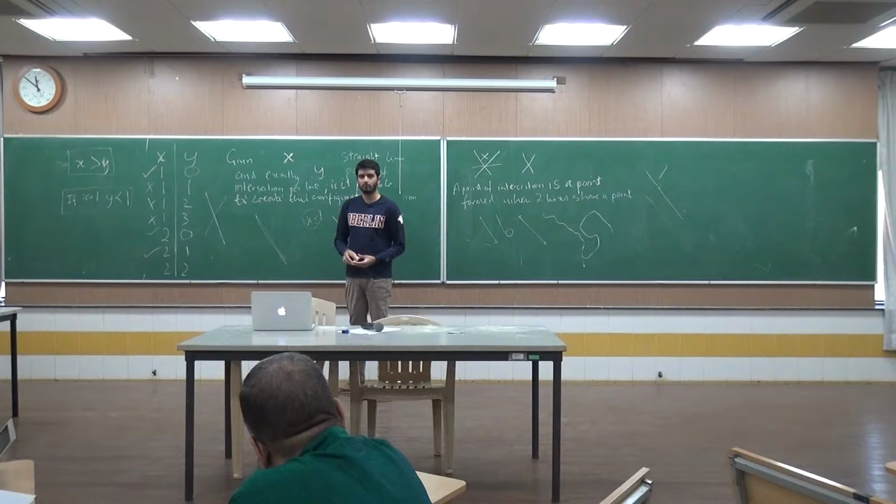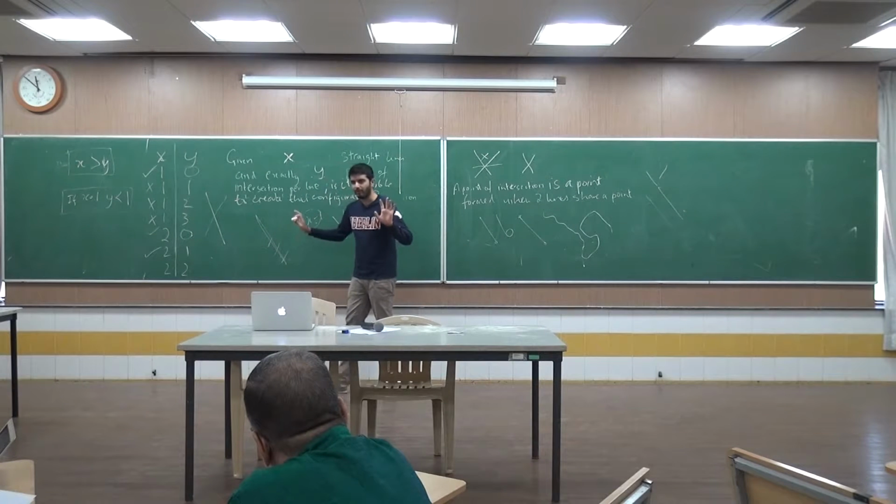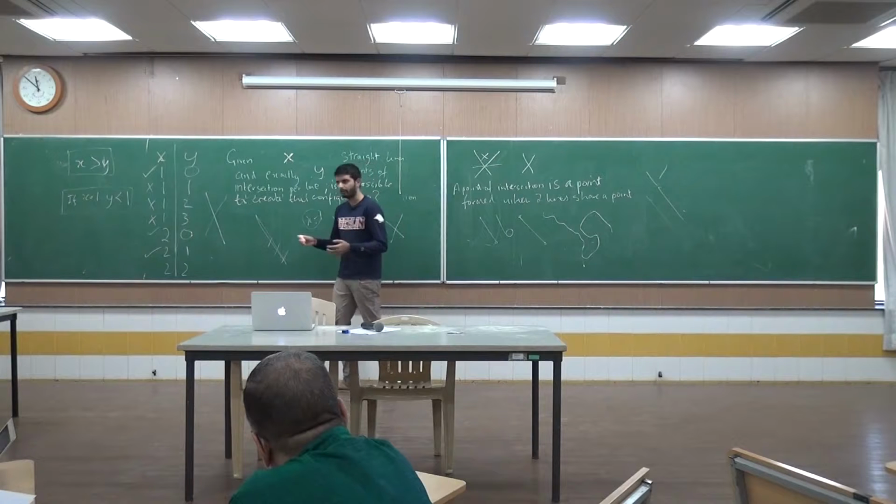X minus 1. X minus 1. So you can create x minus 1 points of intersection, at most. You can't create more than that.